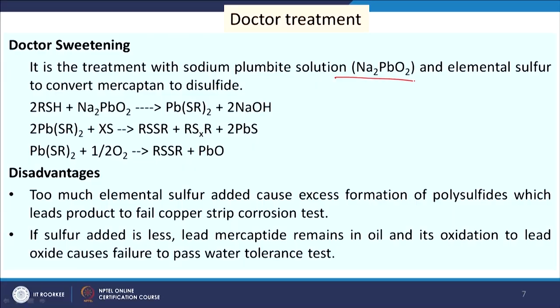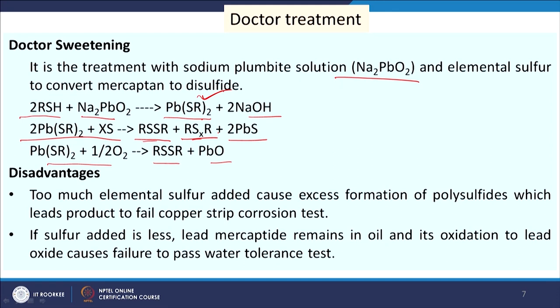Now, we will see what the doctor treatment is. In this process, mercaptan is removed by the use of sodium plumbite and elemental sulphur. The mechanism is like this. The mercaptan will react with sodium plumbite, and Pb(SR)2 will form, and then sodium hydroxide will be formed. This Pb(SR)2, which is produced here, will react with sulphur, and then it will give us RSSR plus RSSxR, where x is any number, say 2, 3, 4, 5, like this, plus 2 PbS. Pb(SR)2 can also be oxidized to some extent to produce RSSR plus PbO. These are the chemical reactions which take place for the conversion of mercaptan to these products.